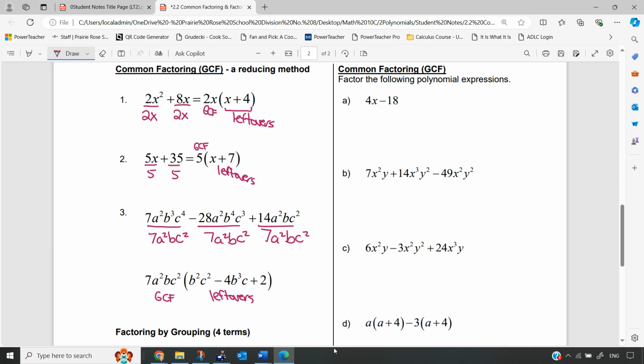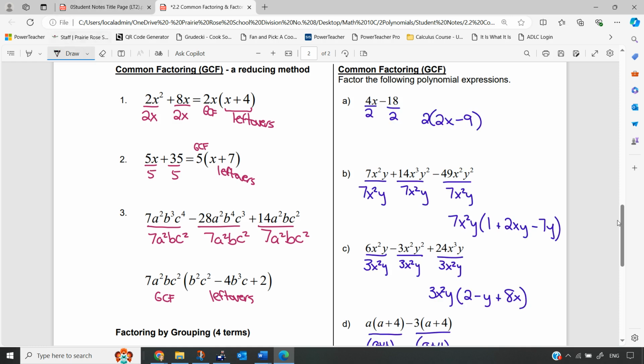On the right-hand side, I have a number of examples. I'd like you to pause the video, try them on your own, and then come back and check your work. And let's see how you did.